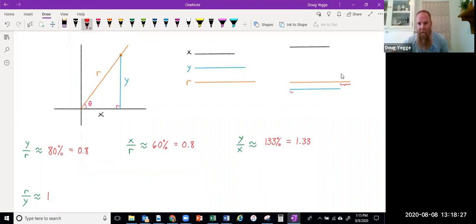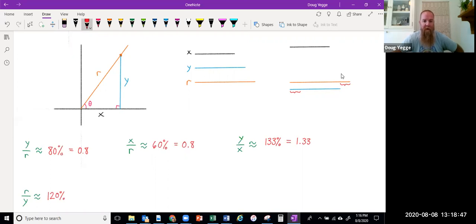compared to here. Now it looks like it's less than a third, maybe it's a fourth, maybe it's a fifth. I'm going to say it's maybe about 120% or so. This is all right now just an approximation. So we're going to say that this is approximately 120%.